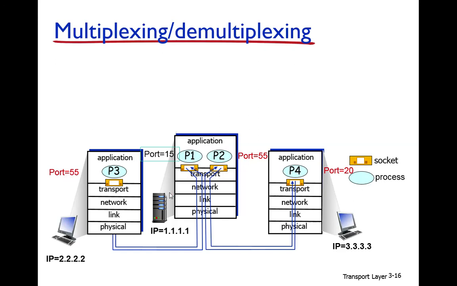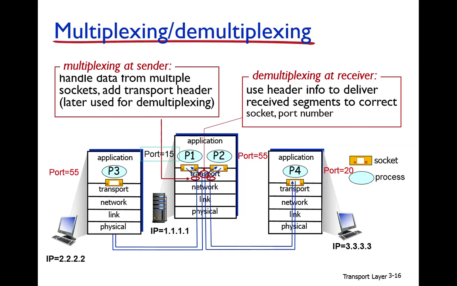Okay, so let me show you an example. For example, this is a packet, and this packet has source IP address 2.2.2.2 and port number 55. So this data is from which application? This is the machine 2.2.2.2, and on this machine port number 55 is for the application P3. So this is the data from P3. And this is the destination address. For example, the destination IP address is 1.1.1.1, so this is for this machine.